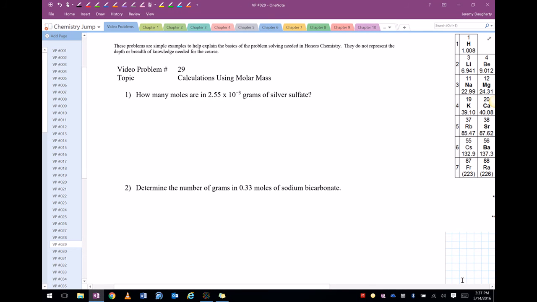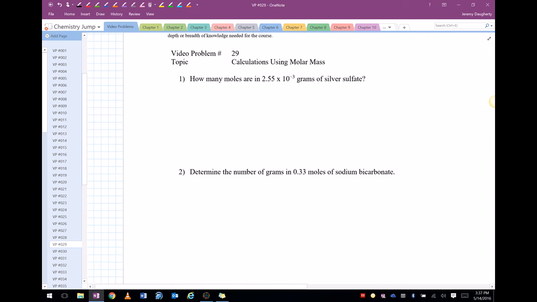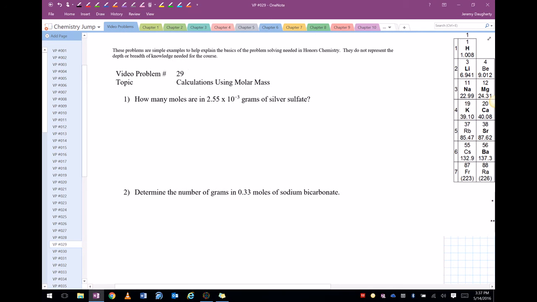Video problem number 29, calculations using molar mass. You're going to need your periodic table. Here's mine right here. So let's get to it. How many moles are in 2.55 times 10 to the negative third grams of silver sulfate? So let's write down grams is equal to 2.55 times 10 to the negative third.